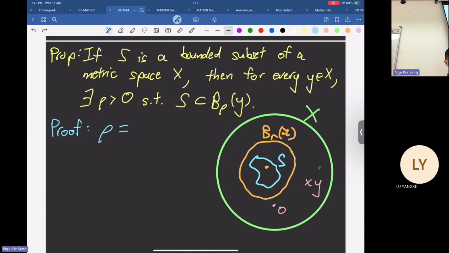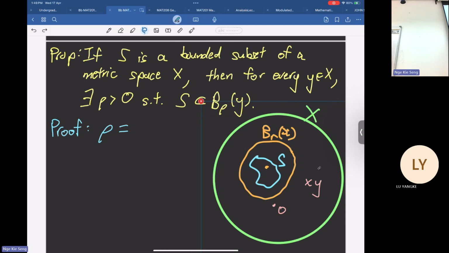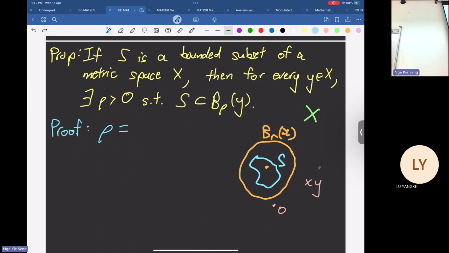Sure. The X is actually unbounded, so don't care about my boundary. I drew it like this just to differentiate, not important. Extend it as long as you want. So how to find this radius? Even if I have a boundary, you should also be able to find one.